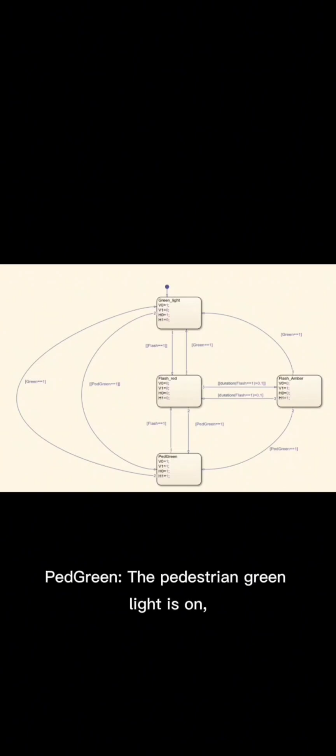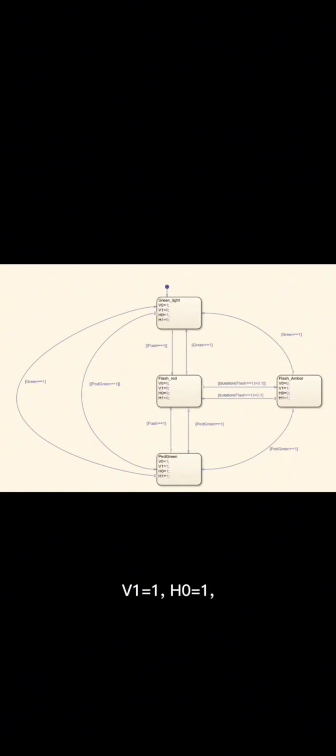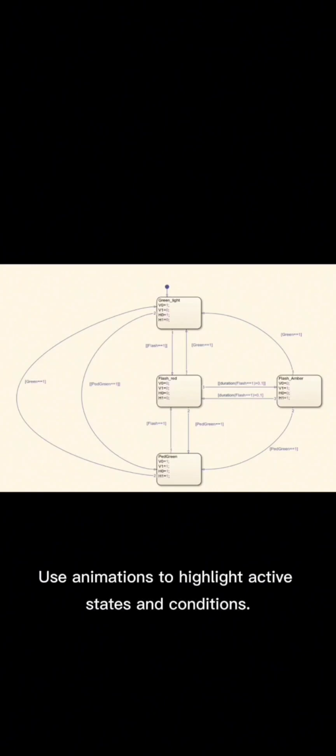PED green: the pedestrian green light is on, meaning the pedestrian can cross safely. Here, all outputs are active with V0 = 1, V1 = 1, H0 = 1, H1 = 1. Use animations to highlight active states and conditions. Pay attention to the conditions for transitions, such as green == 1, which moves the system to green_light.